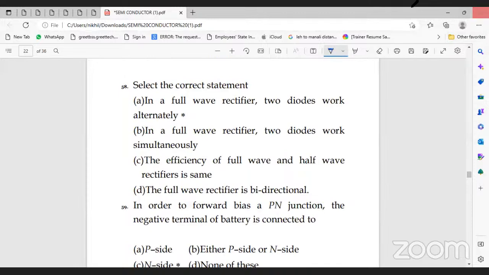Select the correct statement. In the full-wave rectifier, two diodes are going to work alternatively. Yes, because in the case of a full-wave rectifier, for the first half cycle, the diode D1 is going to work. The second half cycle, the D2 is going to work. Meanwhile, the diode D1 becomes reverse biased.